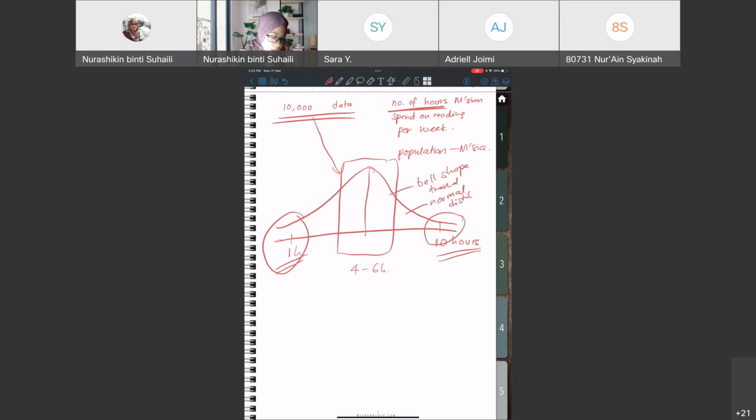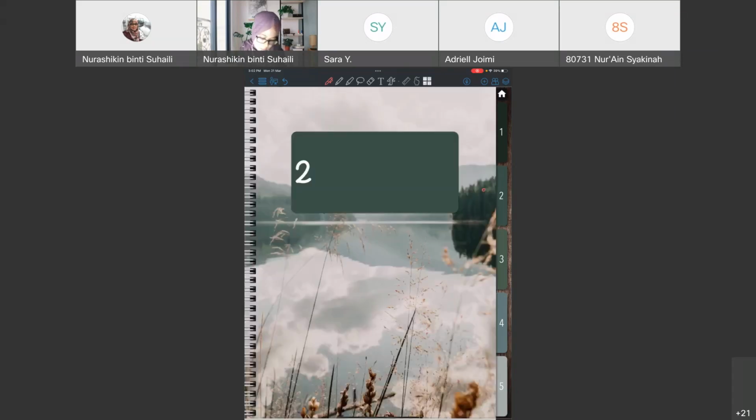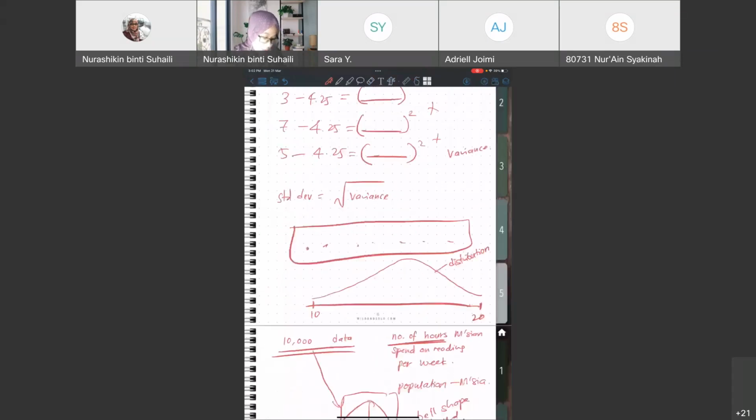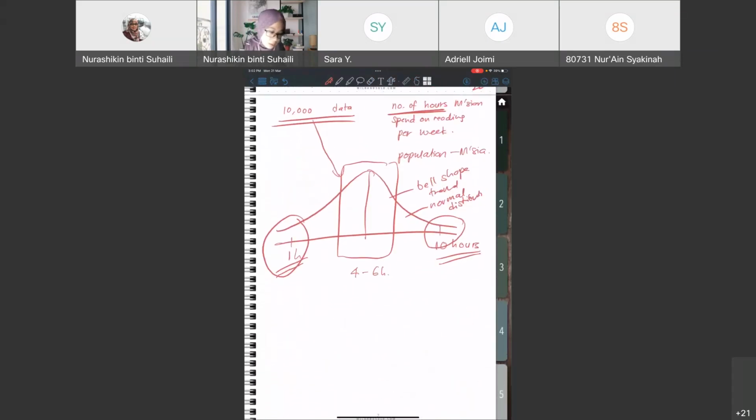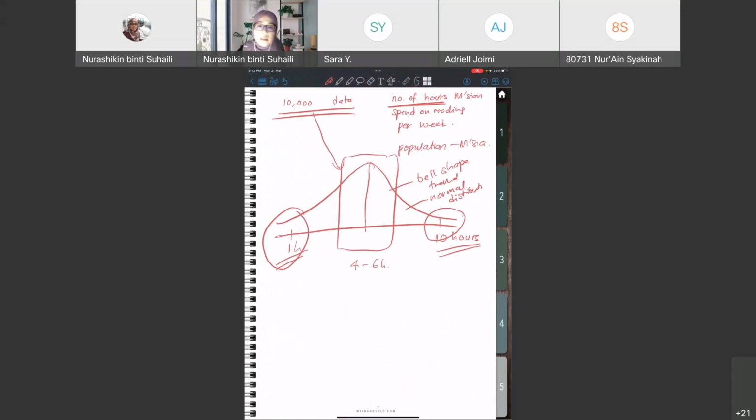This type of distribution, bell-shaped or normal curve or normal distribution, is a typical distribution that is observed in data, especially when there is a lot of data. Because for most distributions, usually the middle is where the most are. For example, this one is the number of hours.